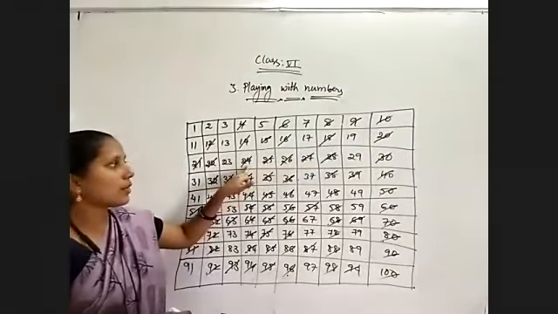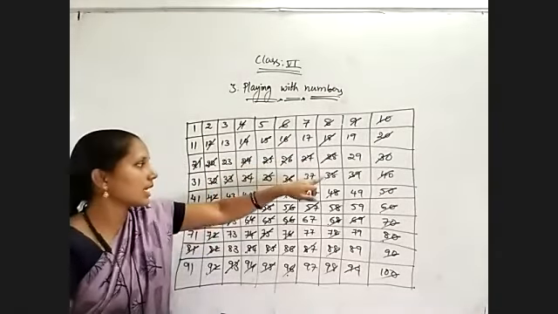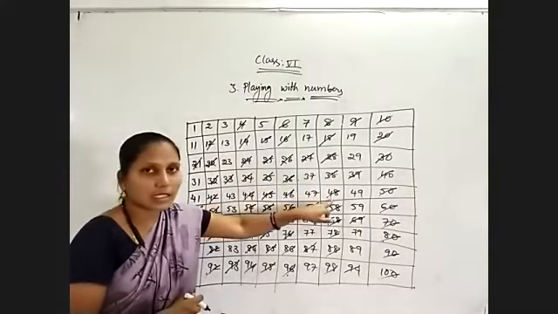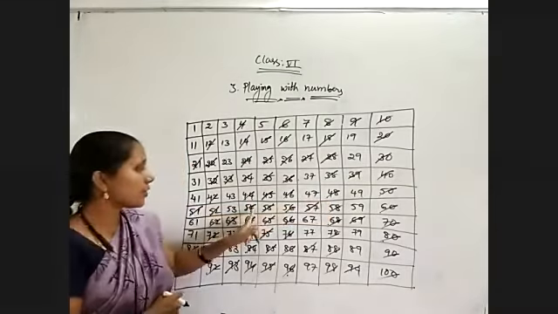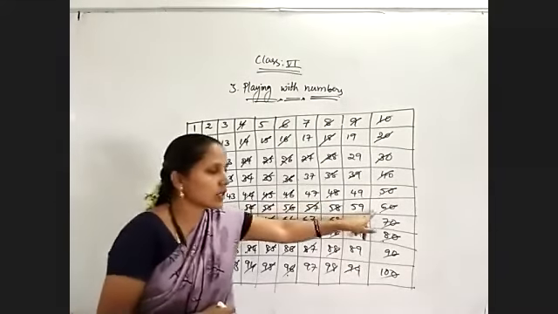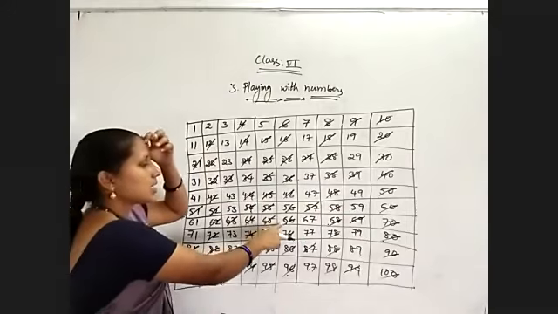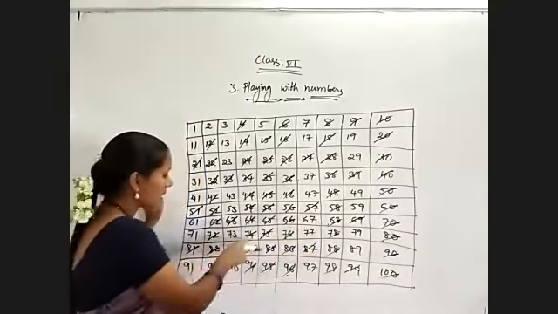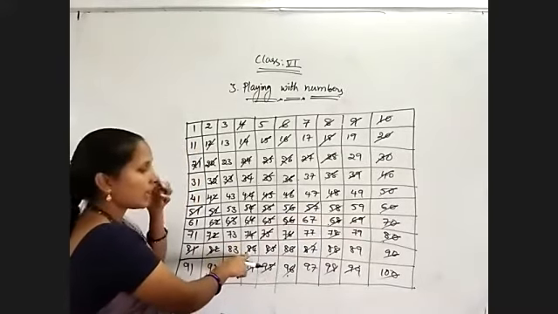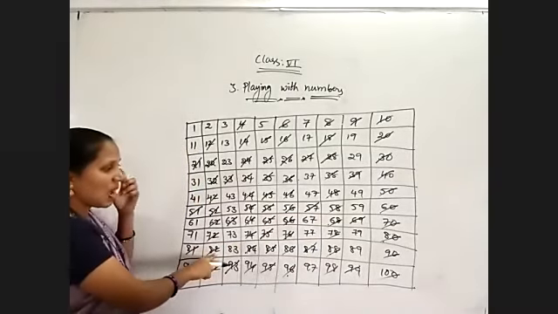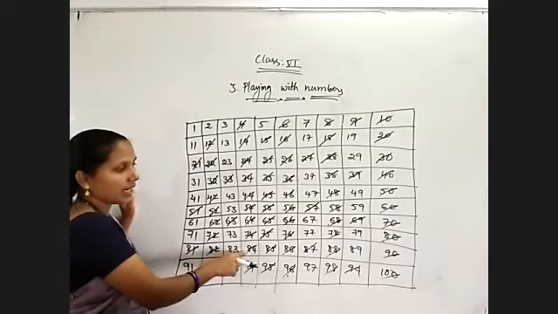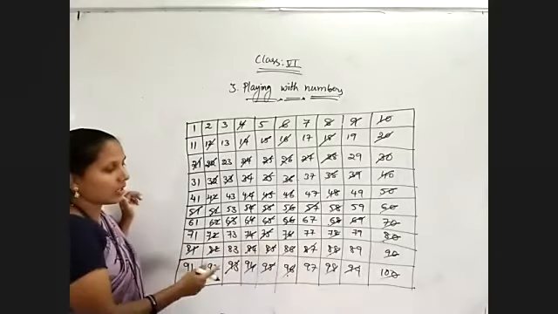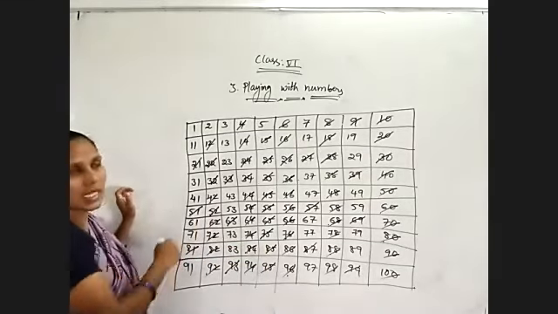18, 24, 30, 36, 42, 48. 48 plus 6 is equal to 54, 54 plus 6 is equal to 60, 66. 66 plus 6 is 72, 72 plus 6 is 78, 78 plus 6 is 84, 90, 96, already over. Okay, 6th table, nothing is left.